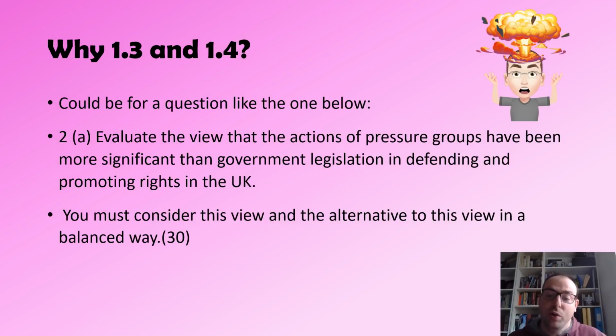You would of course revise everything in the pressure groups bit and everything in the rights bit, because who knows exactly what they're going to ask. But something like that question, which has been asked before, would combine the two, and therefore logically explains why they put 1.3 and 1.4 on the paper. If there's no relation to rights and it's just a pressure group question, why would 1.4 be on there? If it was just a rights question with no relation to pressure groups, why would pressure groups be on there at all, unless they've been combined with something from one of the other sections?